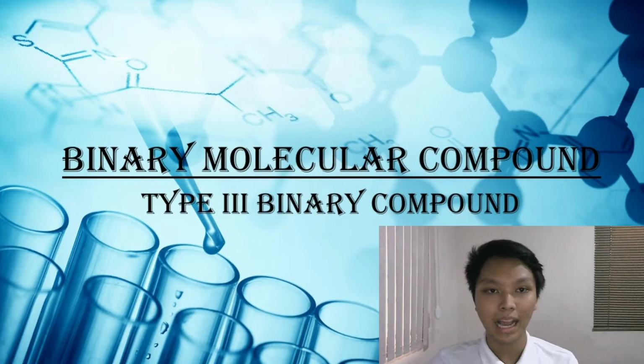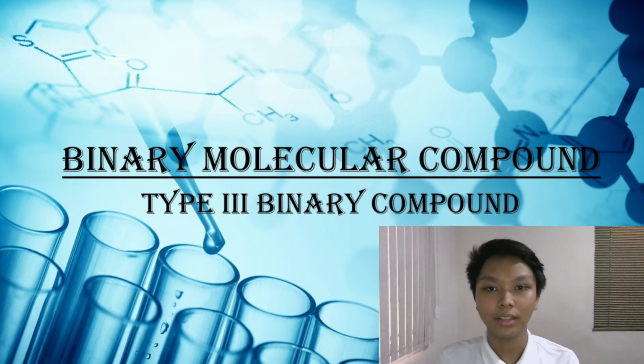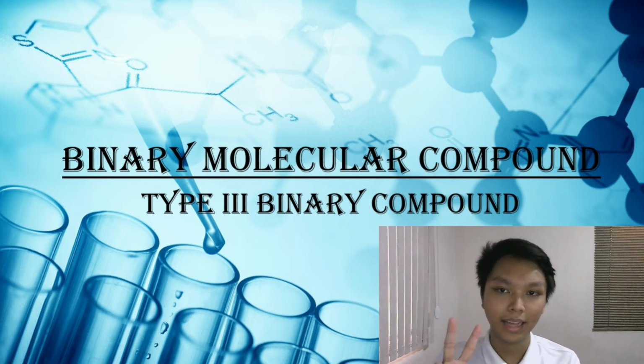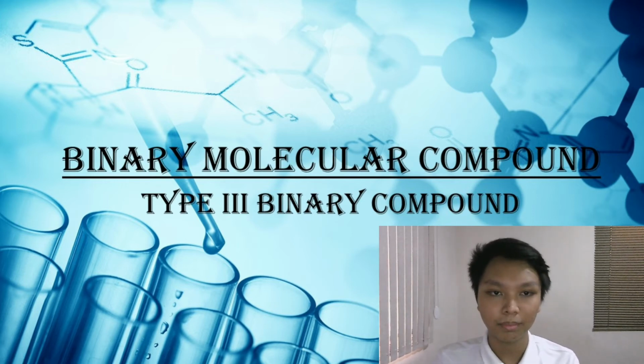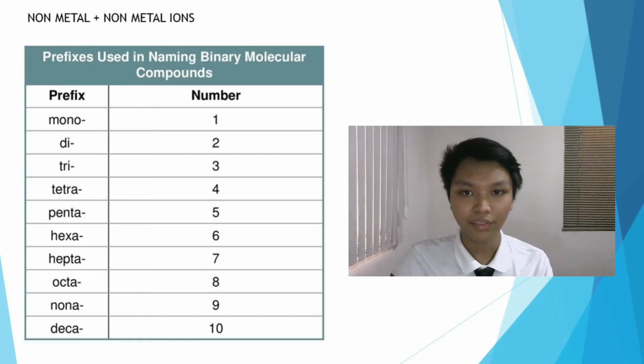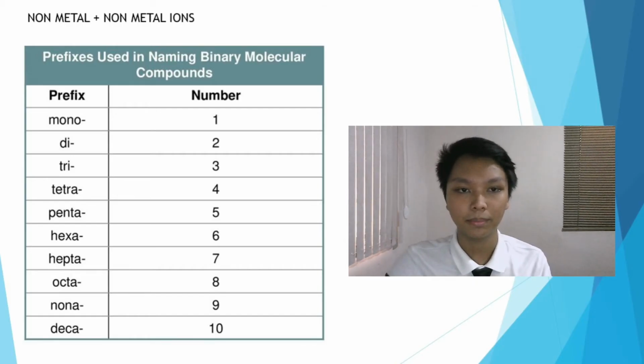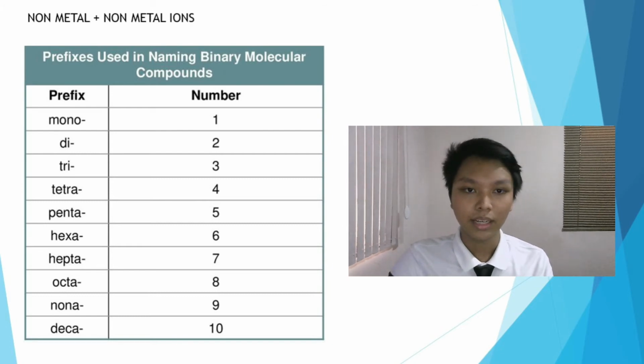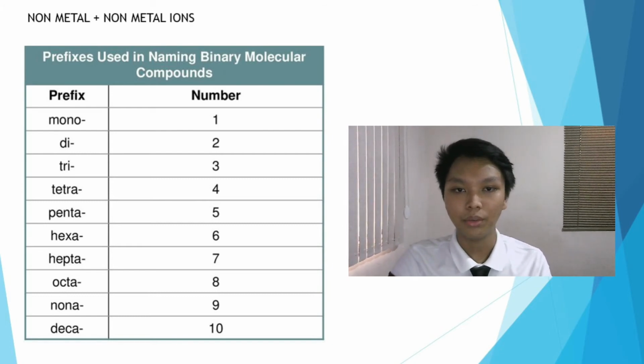Now, it's time to name Type 3 binary compounds or binary molecular compounds. What makes a Type 3 different? Well, first of all, it's a combination of two non-metallic ions. They are held by a covalent bond and as such use prefixes instead. Here are the prefixes used in naming Type 3. The number of elements are dependent on how many were used.